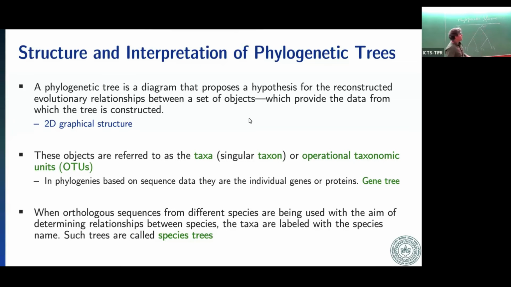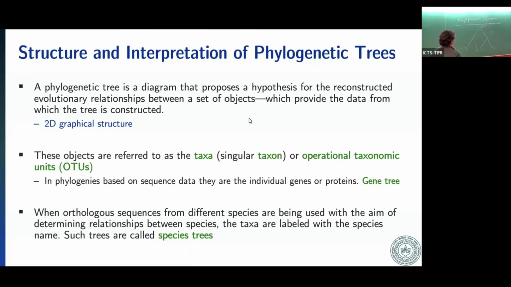So you have L1, L2, L3, L4. These are known as taxon or OTU. What are these? These are the objects on which we are building this tree. Now you can imagine that by having different placements of L1, L2, L3, L4, we will end up with a different tree structure. And this tree structure over here, let us denote it by T. So this is what we are calling a phylogenetic tree.